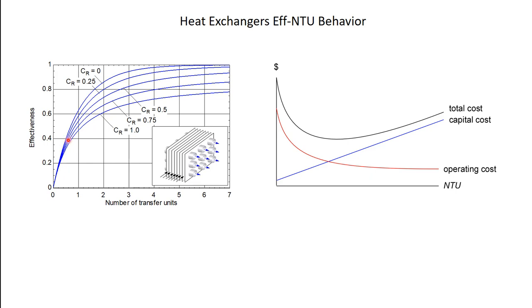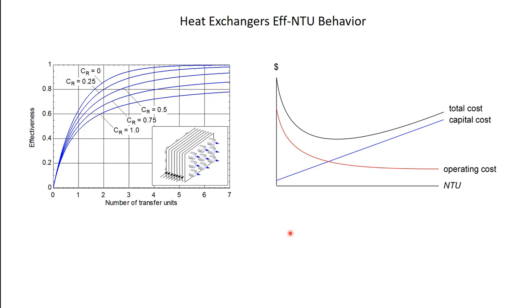The effectiveness goes up really quickly with NTU, but right around an NTU of 2 or 3, it's going to bend over and eventually stop changing very much at all, right? And that sort of tells you where the sweet spot is. If you think about designing a system, you're always going to be trying to minimize total cost.